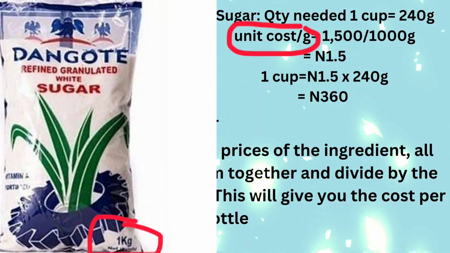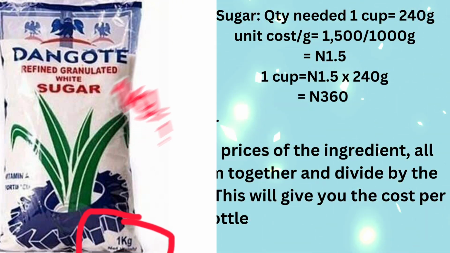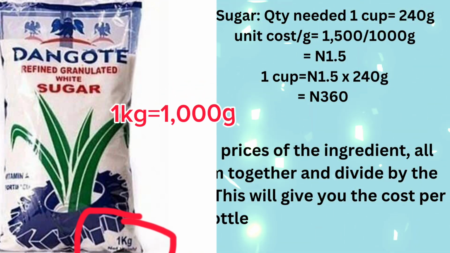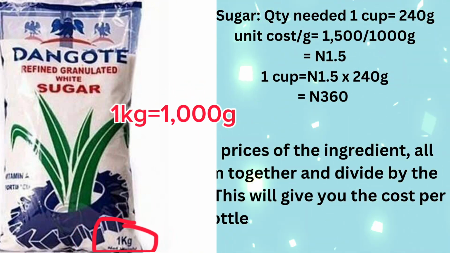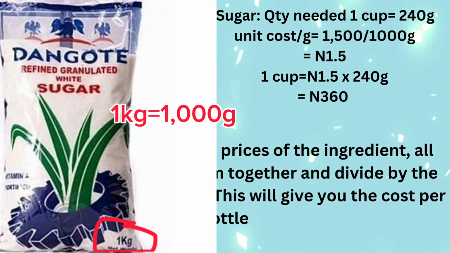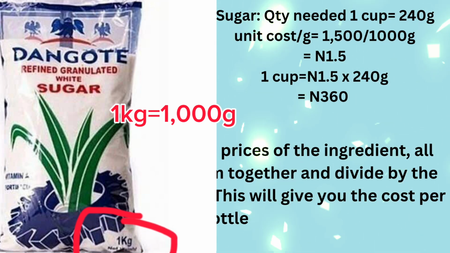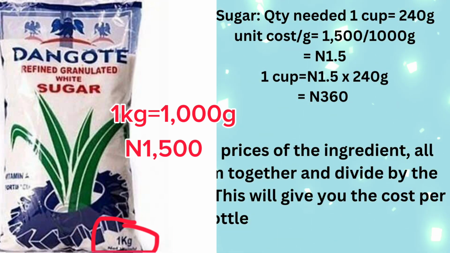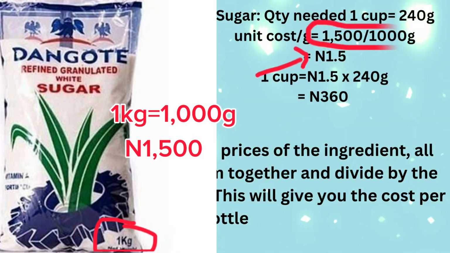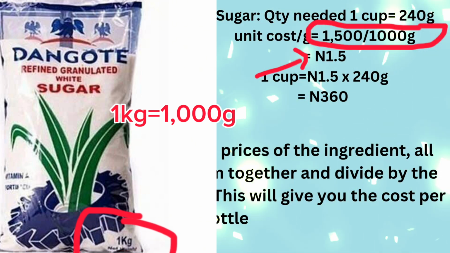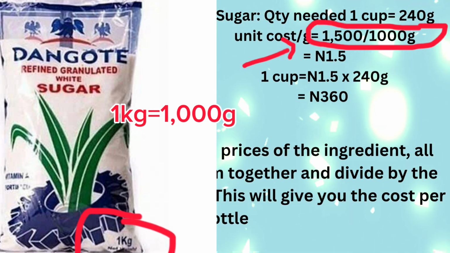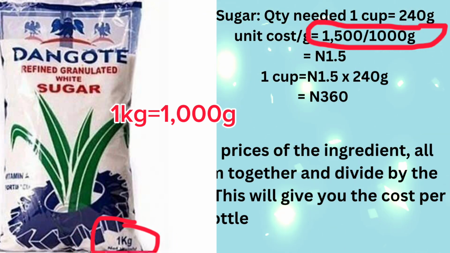So we now say 1 kg of sugar is 1,000 grams. Assuming this is the quantity of sugar you bought and you are going to use just 1 cup from this 1 kg of sugar, and you bought this 1 kg of sugar for 1,500 naira. So to get our unit cost, we'll say 1,500 naira divided by 1,000 grams. This gives us 1 naira 5 kobo for a gram of sugar.